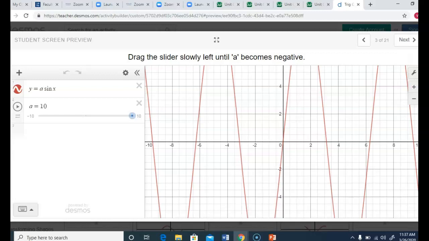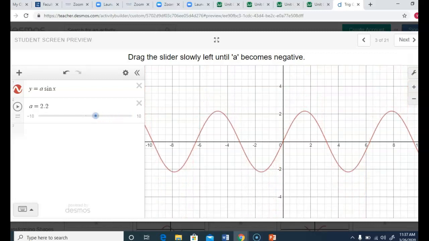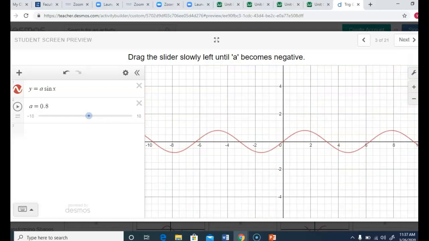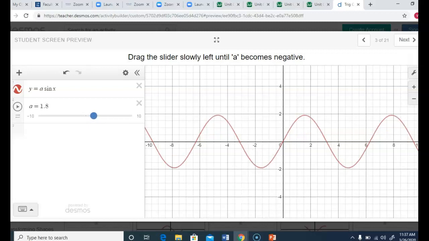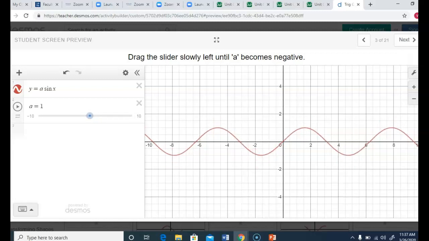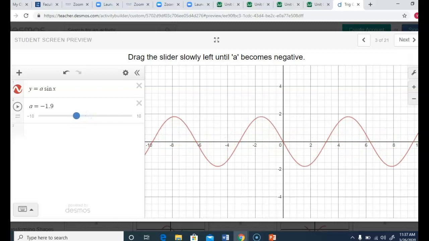Okay, so here's one where we're going to look at if we have a negative a. Based on what we know about translations, a negative a is going to be reflected in the x-axis. So I'm going to take this back to our standard graph, which starts at a equals 1. It's a little hard to manipulate here. At a equals 1, we start with our standard sine graph. And if I go in the negative direction, you can see that it reflects it.